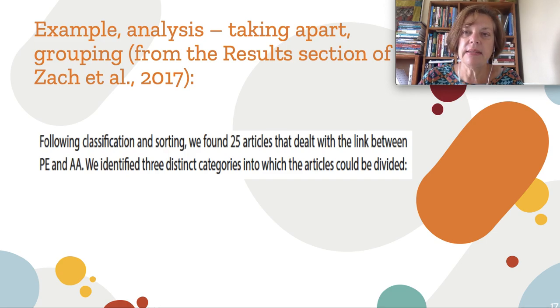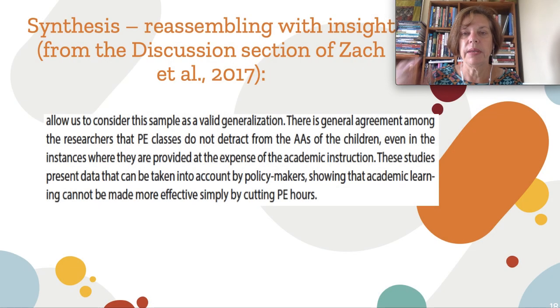Once they'd done that, they were able to divide them into 3 groups. That's analysis. So just dividing those 25 articles into 3 groups is analysis, because you're making decisions and judgments on those articles. And then once they had grouped them into the 3 groups, they then looked at them as a whole and analyzed those groups and came up with conclusions. So that's an example of analysis in a literature review.